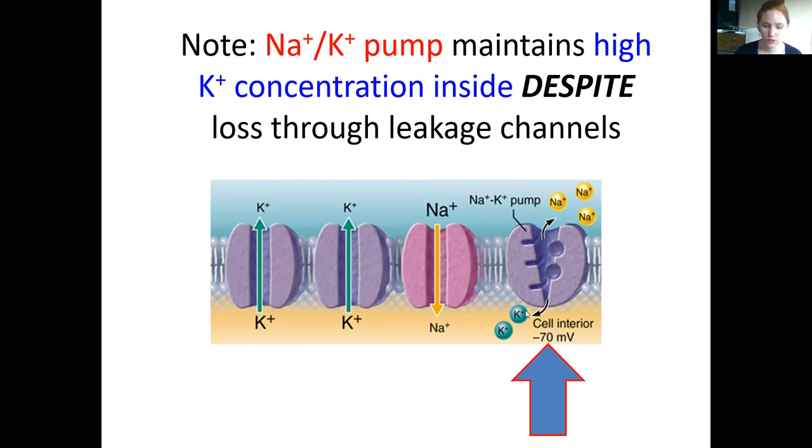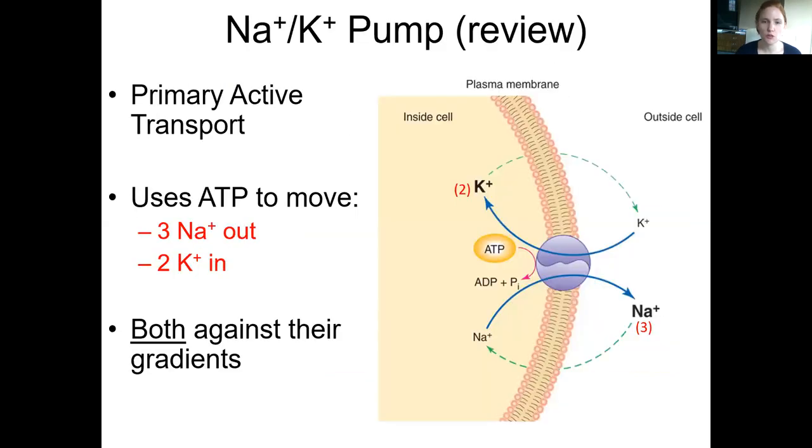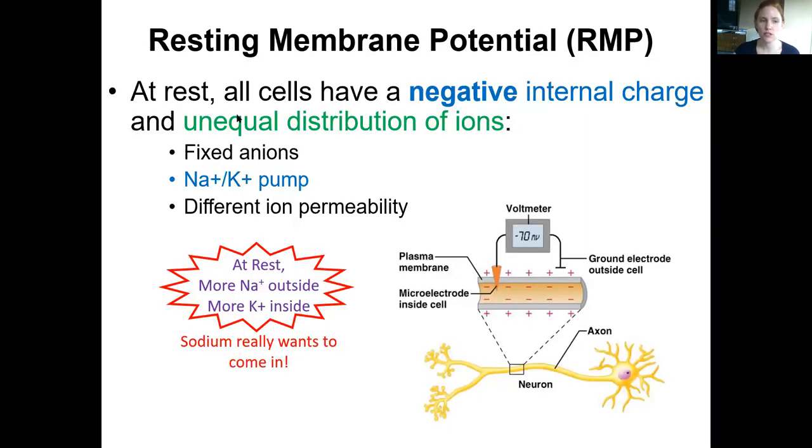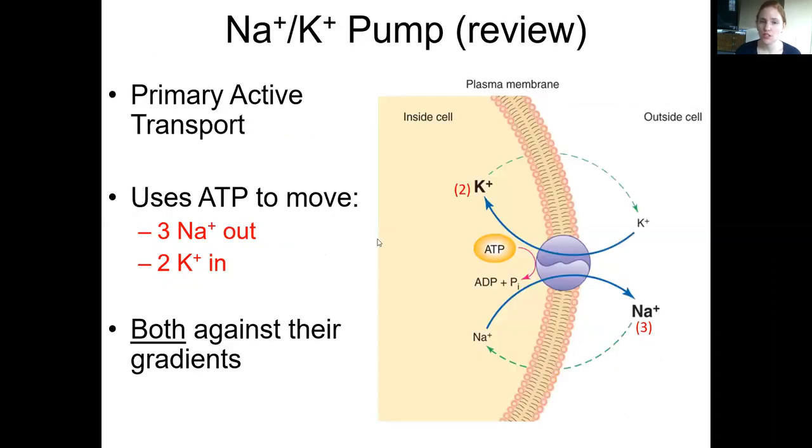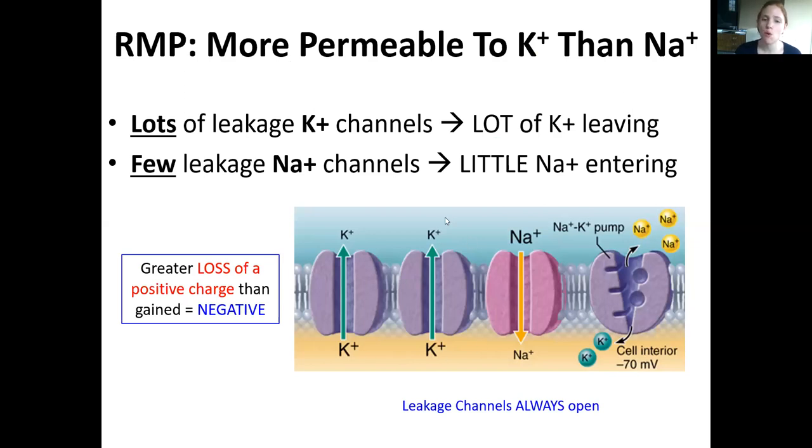Okay, so let's review. The very first reason why you have a negative internal environment is fixed anions, such as large proteins that are stuck inside. The sodium potassium pump itself is imbalanced, so you have 3 sodium leaving, but you're only bringing 2 potassiums in. And the third one, and the biggest one, is that you have more potassium leaking through the leakage channels than you are bringing in sodium through the sodium channels. So these are the leakage channels. Another way to say that is that the cell is more permeable to potassium than it is to sodium at this point.